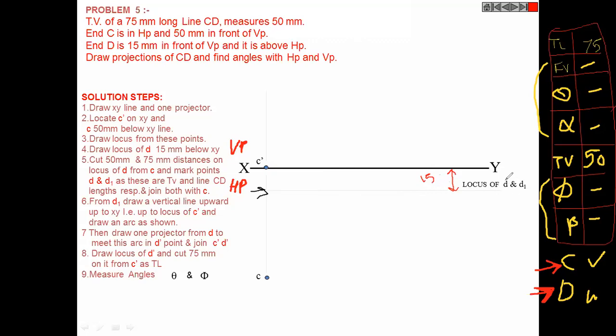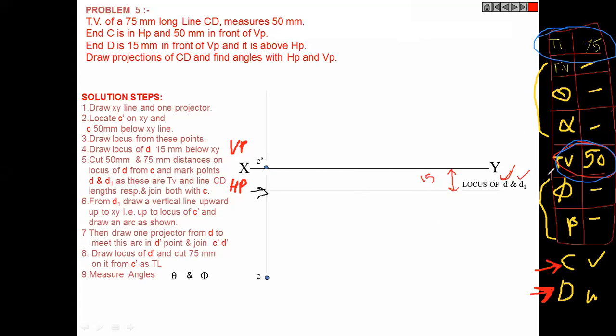Yes, sir. So the true length, true point D1 and top view point D, both will lie on the same line. Am I correct or not? Yes, sir. You are given both values. Top view is also given, true length is also given.